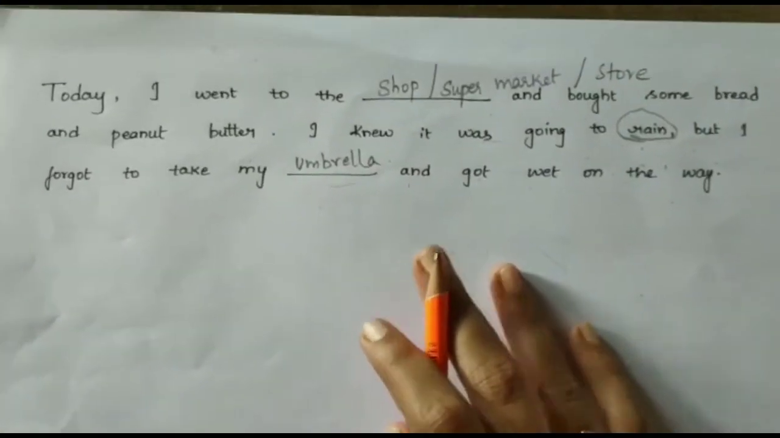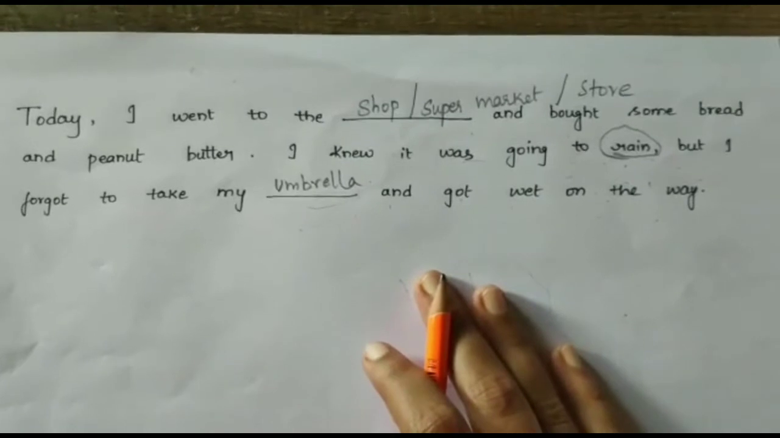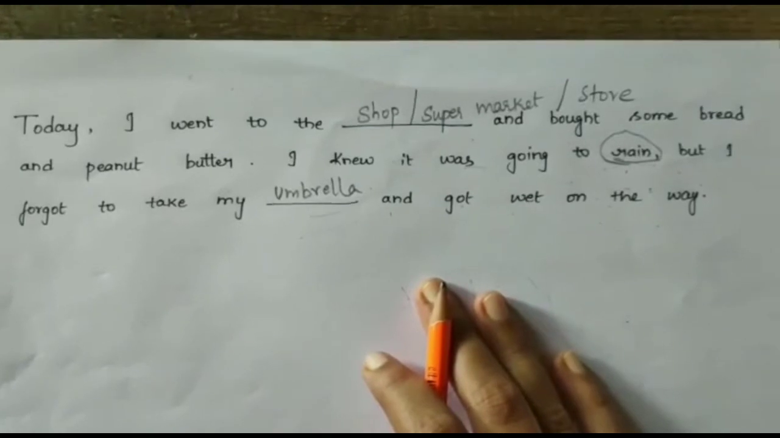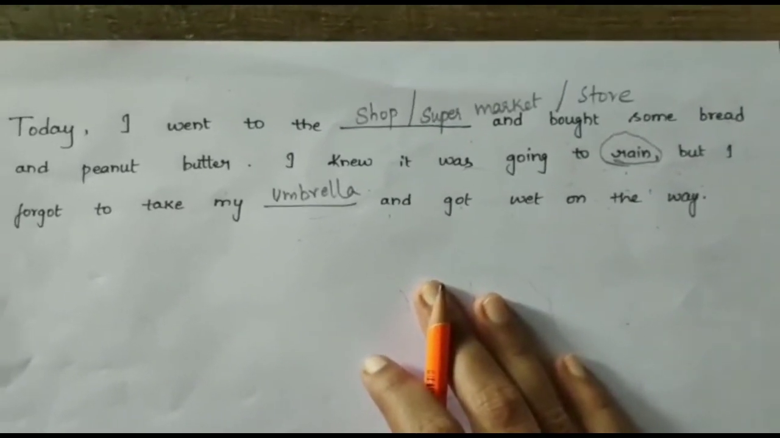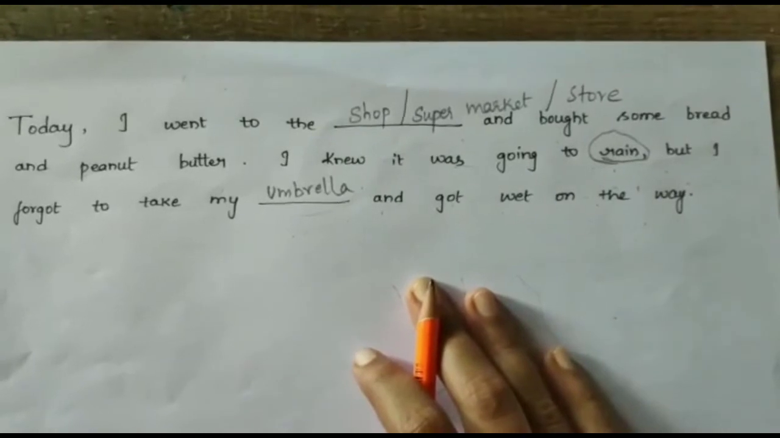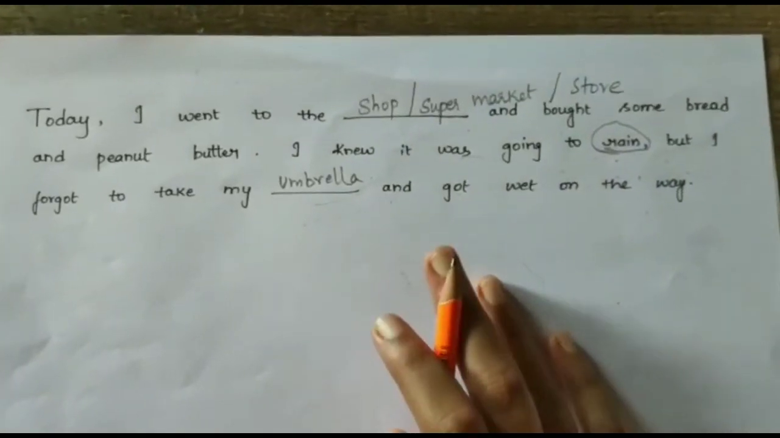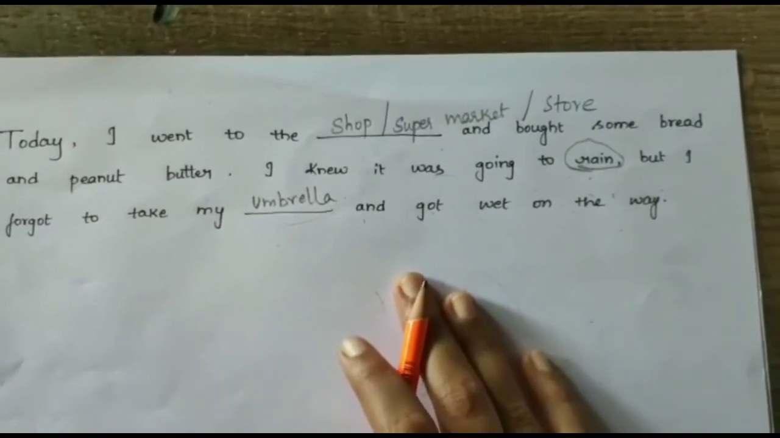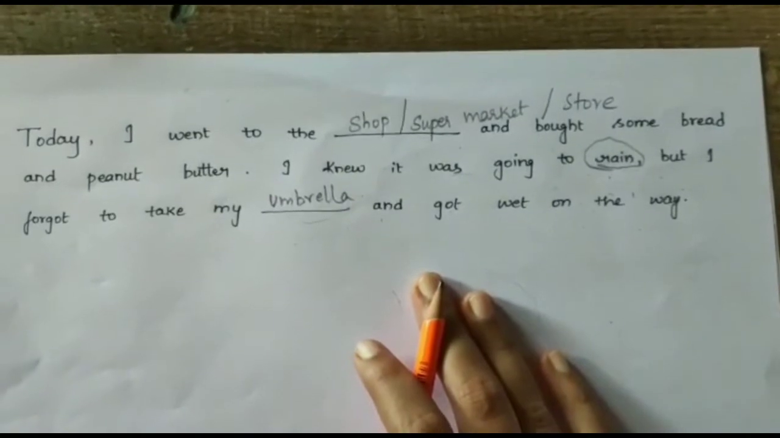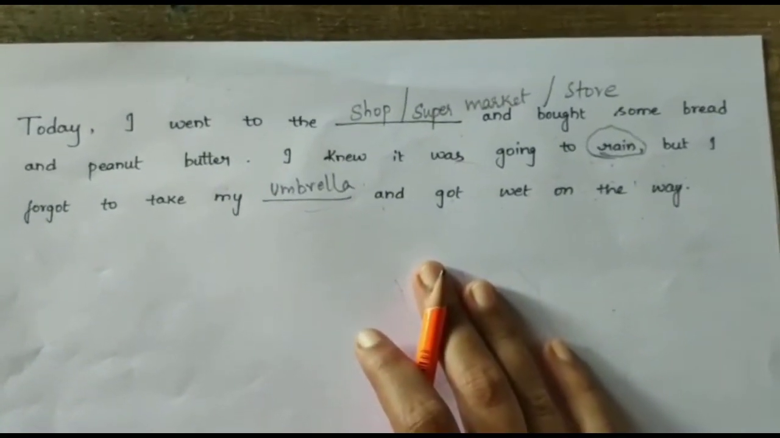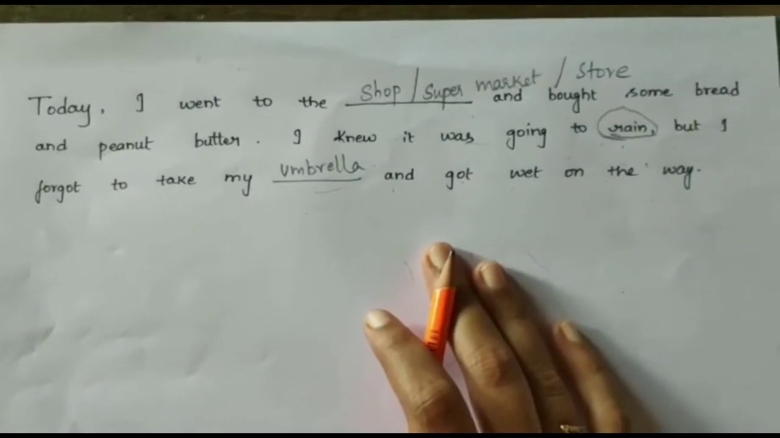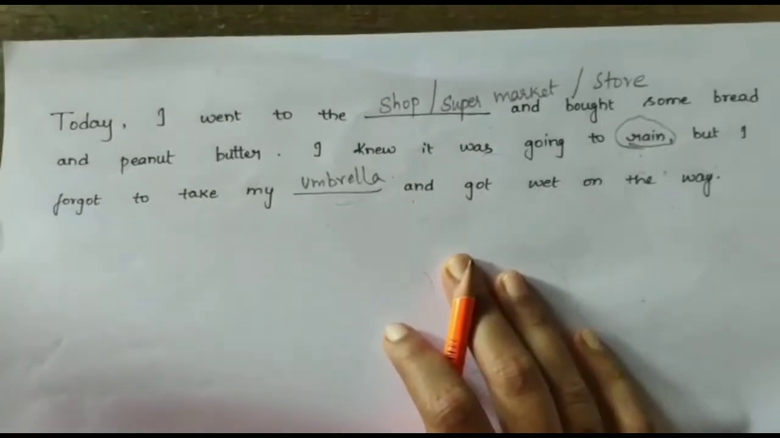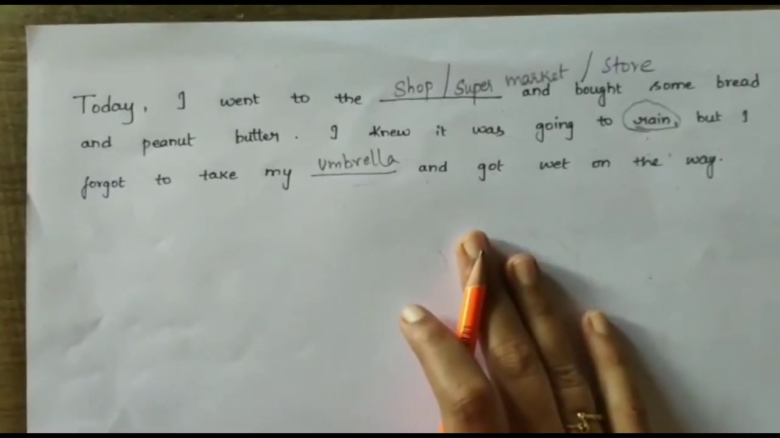Okay, so the second one is umbrella. Now we'll read once again. Today I went to the shop or supermarket or store and bought some bread and peanut butter. I knew it was going to rain, but I forgot to take my umbrella and get wet on the way. After finishing a Cloze test, you should read it with the blanks filled in so that you can check whether it is correct or wrong. You will get to know whether it is suitable or not. So after filling the blanks, give it a read once, and we will move to the next example.